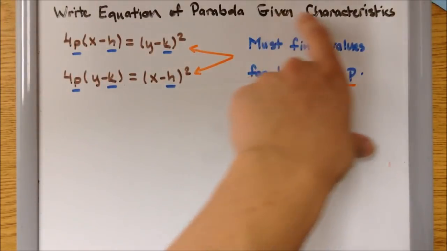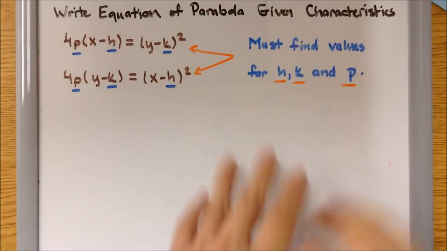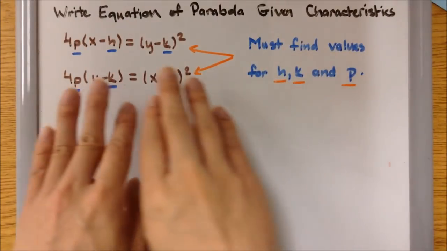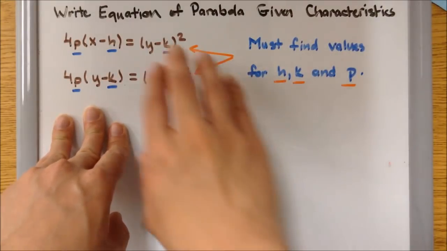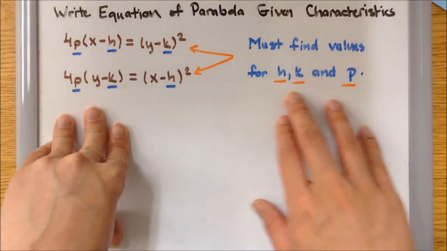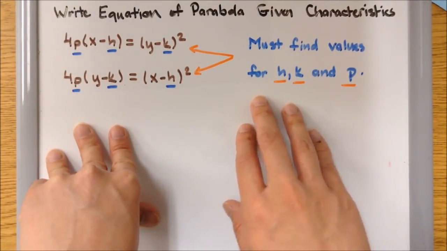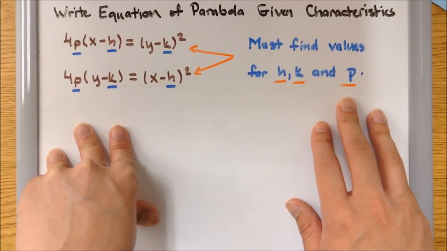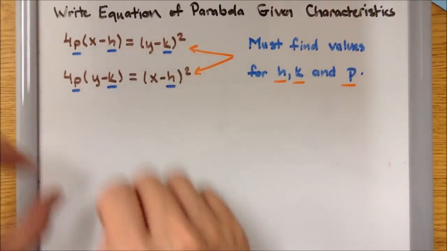But when we're given characteristics, we have to take a closer look and use some logical sense to find the values for h, k, and p. Once we find those three values, we can simply plug them in. Again, we must know which one to plug in. That's where you have to be very careful. Once you identify which one to use, we're going to get the correct formula to find h, k, and p, and therefore we will plug in the correct equation.